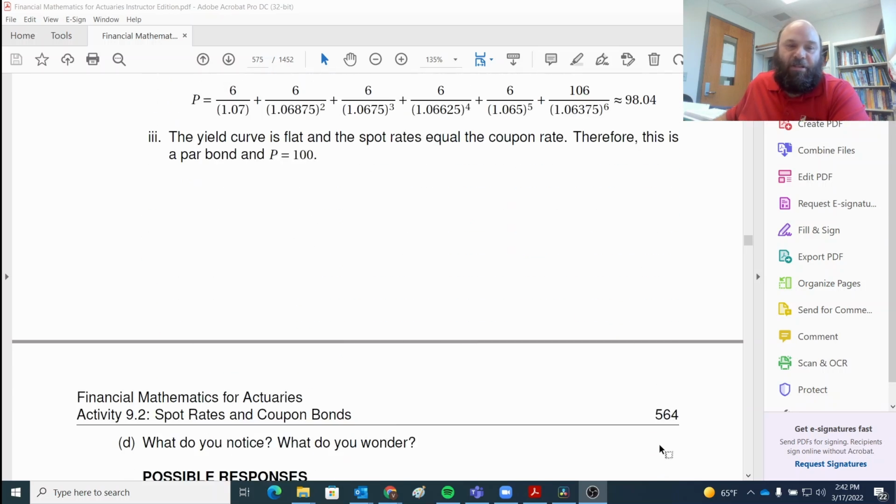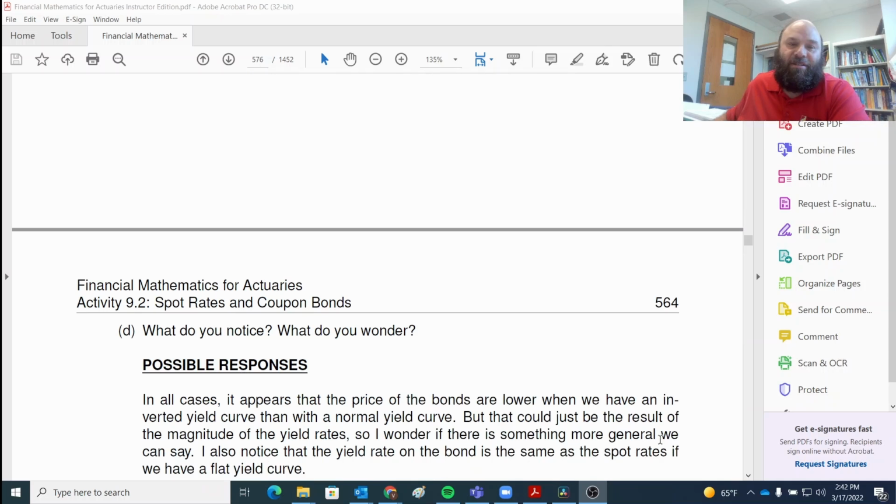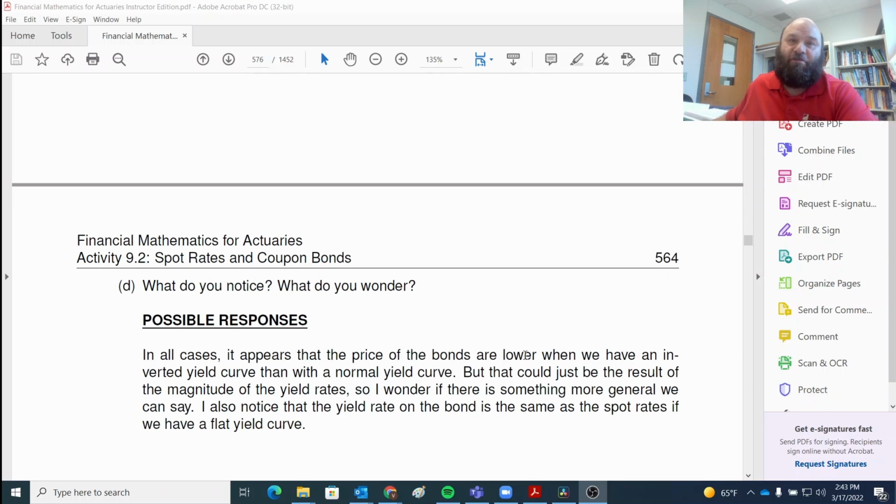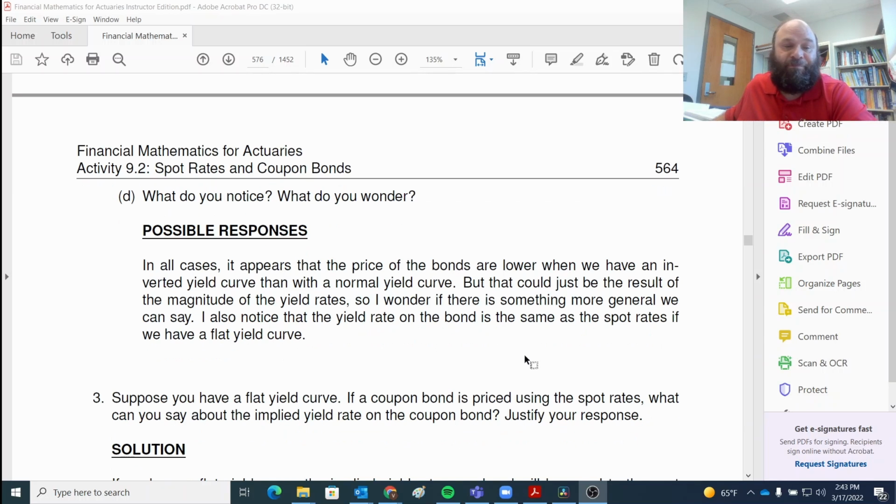All right. So from this exercise, what did I notice? What did I wonder? Well, I noticed that in all cases, the prices of the bond, and therefore the yields for the bond, the prices for the bonds are lower with an inverted yield curve than a normal curve, and therefore the yields of the bond are higher for an inverted yield curve than for a normal yield curve. I do not know if that's generalizable. That's something I wonder. I wonder if that's true generally, if there's something else we can say. I have not investigated that.